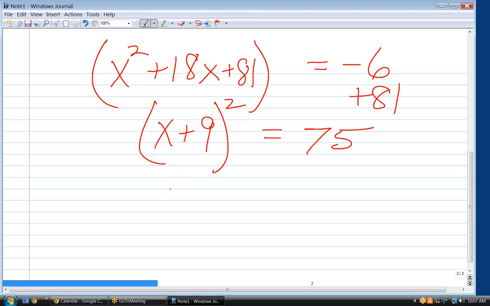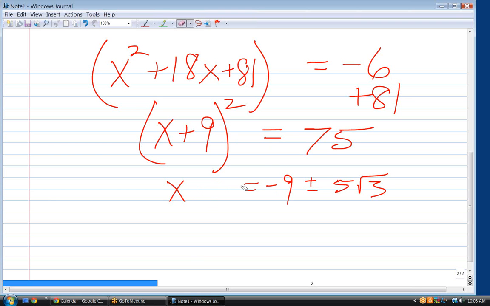Next. Take a square root of both sides, so x plus 9 equals the square root of 75. Almost. Plus or minus the square root of 75. So 3 and 25. Yeah. And then move the 9 over. You get that.